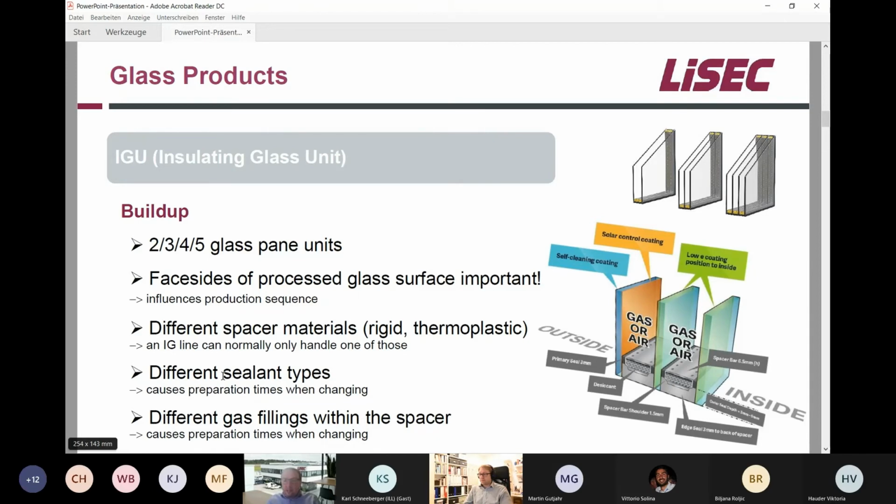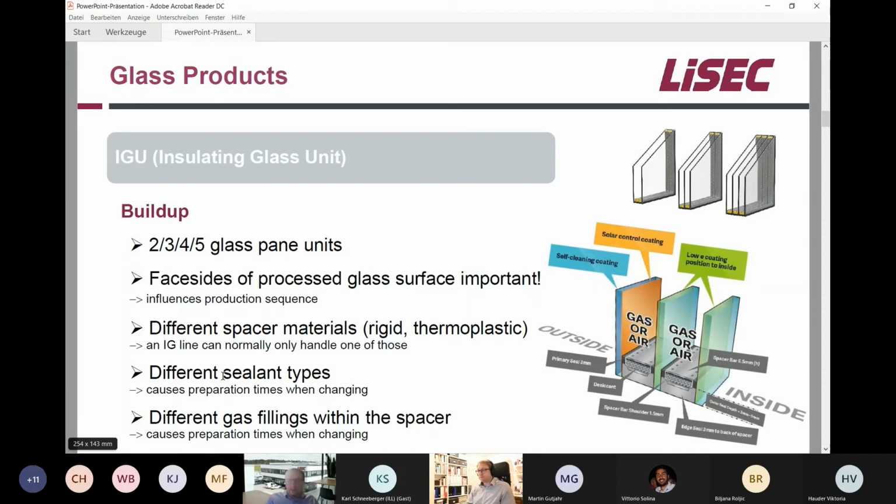These glasses are separated by spacers, where the spacer can be either rigid material or thermoplastic material. Rigid material would be, for example, aluminum or steel. And then between the glasses and the spacer or the frame material, we have first of all the primary seal, and then the secondary seal, which is more or less at the outside, just around the whole unit.